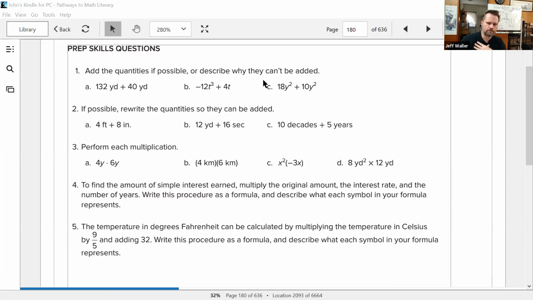Can I add these right here? 1B. Can I add them? No. Why not? Because they don't have the same T's, the same exponent. So that's right. This one can't be added. Why? Not like terms. So what if it was this instead?